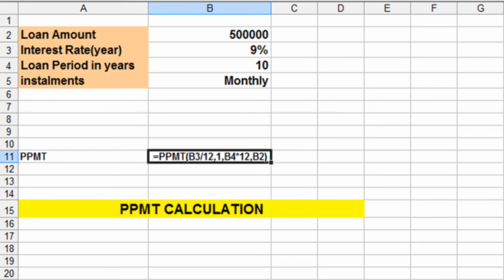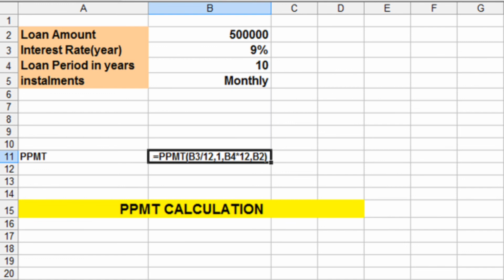Formula: equals PPMT open bracket rate, your loan interest rate, which is B3 divided by 12. Yearly interest rate is 9%. Monthly interest rate becomes 9 divided by 12, comma, period. For the first month, give period as 1, comma, number of periods. Number of periods: B4 multiply with 12. Your loan period is for 10 years. Number of monthly periods becomes 10 multiply with 12, comma, present value, B2, your loan amount.